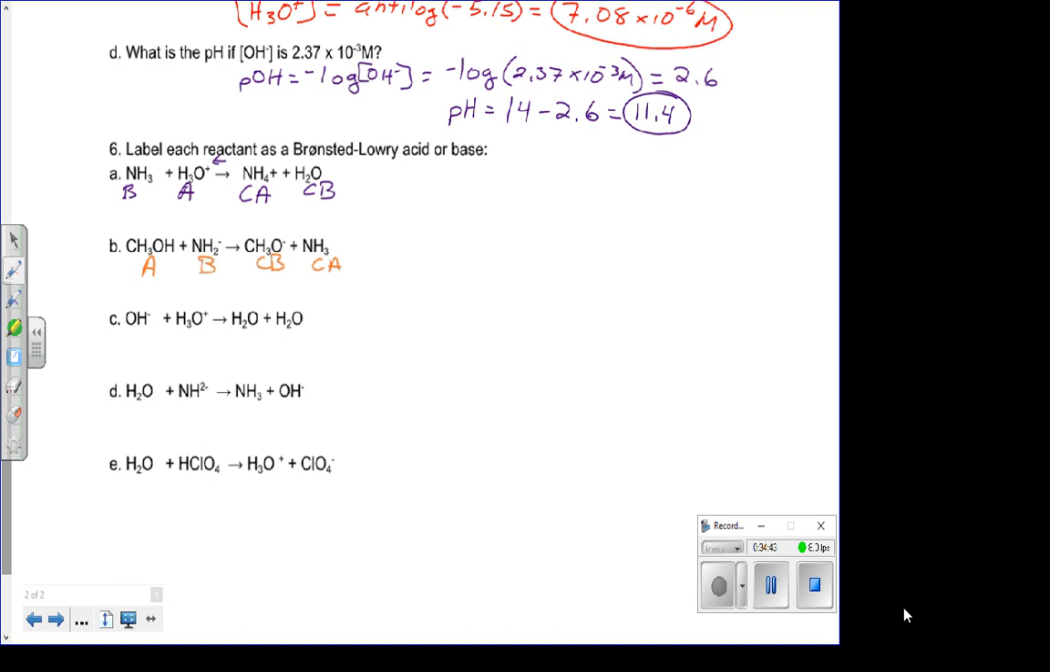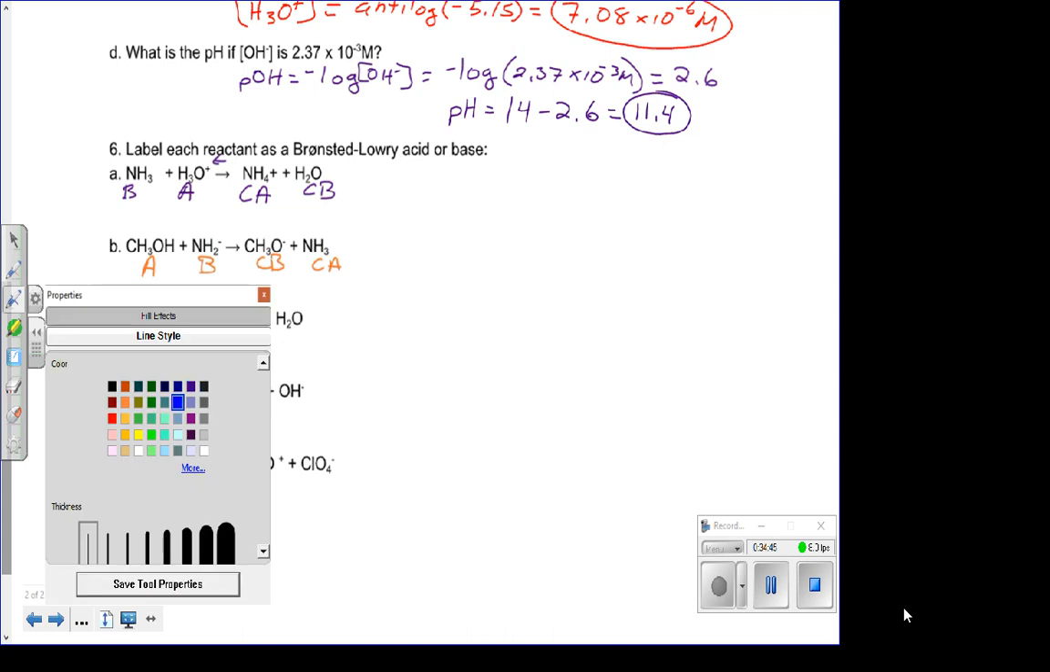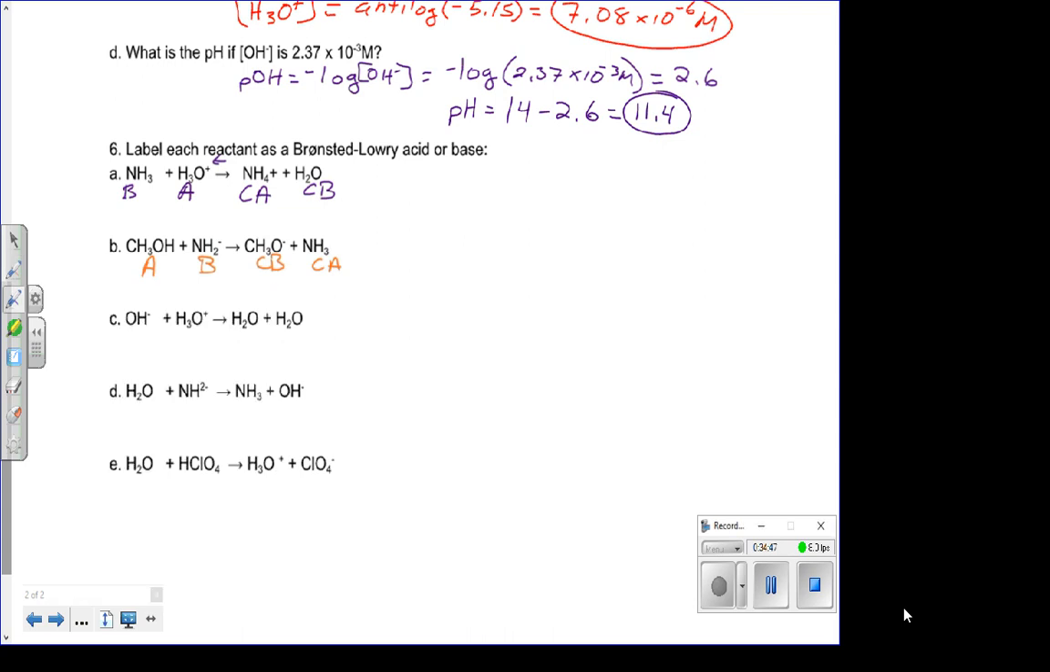In letter C, the OH picks up a hydrogen to become water, so that makes this our base. The H3O gives up a hydrogen to become water, which makes this our conjugate acid. Since both of the things on the right side are water, it doesn't really matter which one you label which, but just keep it in order.